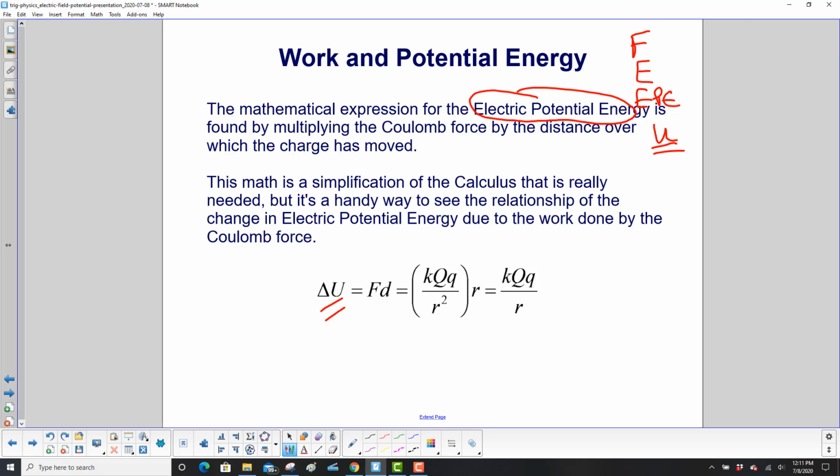So we have change in potential energy, Fd, here's the Coulomb force, times the distance you move, parallel, and look what happens. The r's cancel, and we have this expression here. Change in potential energy is K times one charge times the other charge divided by the distance between them. The distance, not the distance squared like we had for electric field and force.